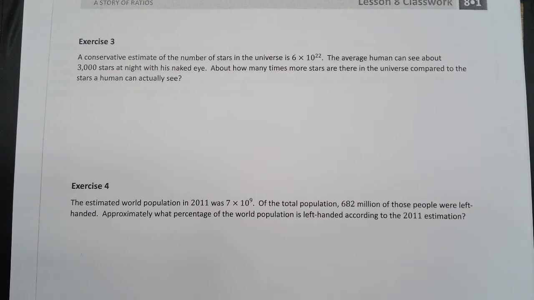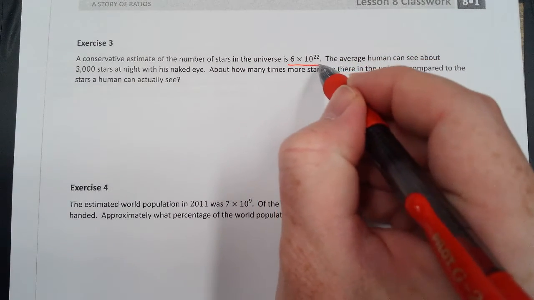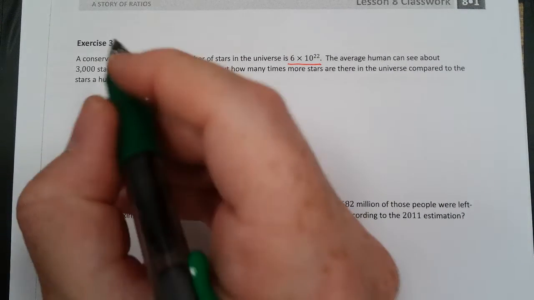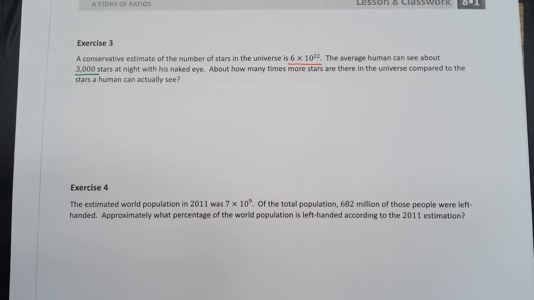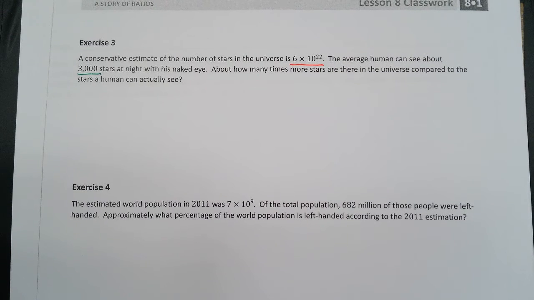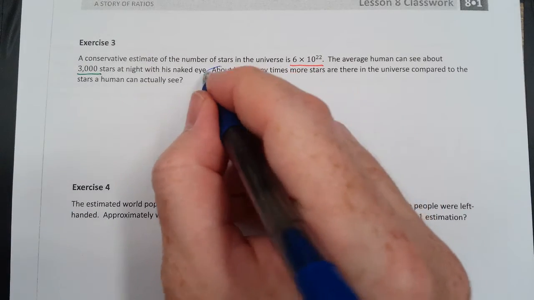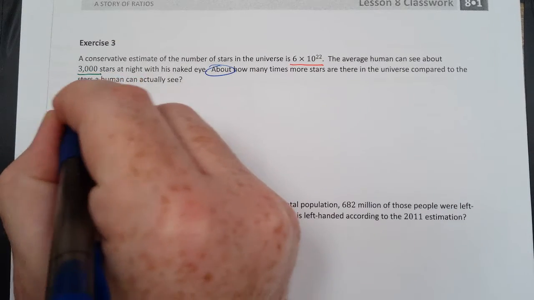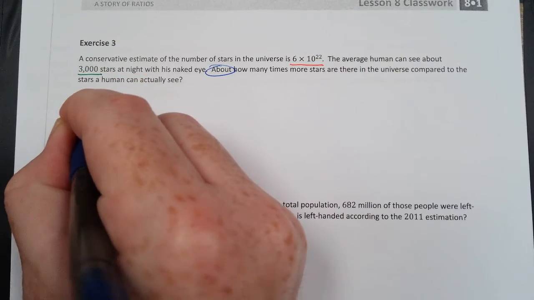Number 3, a conservative estimate of the number of stars in the universe. So stars in the whole universe is 6 times 10 to the 22nd. A human can see 3,000 stars at night with your eyes. How many times more stars are in the universe compared to the stars a human can see? And here's the magic word, about. So we're allowed to estimate. So we have to do all the stars divided by the ones you can see with your eyes.